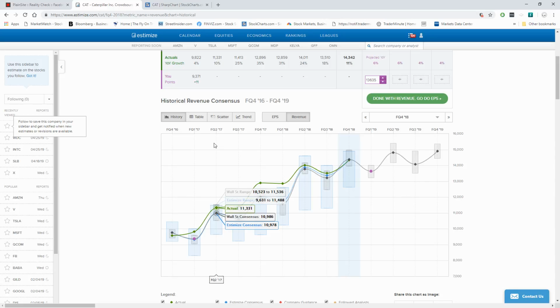They missed. Now, it's the highest revenue they've had in a while, right? So it's very nice. And obviously, there's some future guidance elements to come into play. I have not gone through the conference call here just yet. I want to do that before making any real big statements about Caterpillar here.